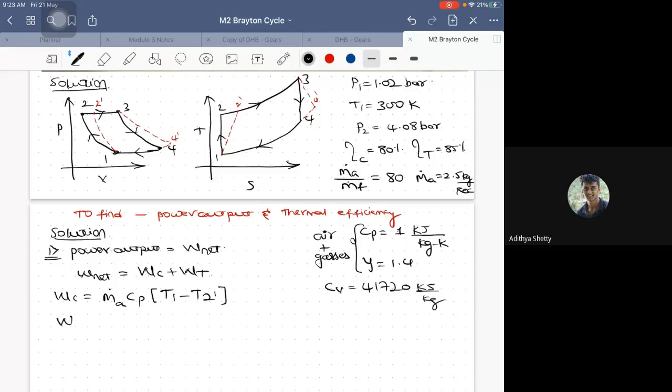Now, work done of a turbine. Here also it is MCP delta T, but what enters in case of a turbine? Both mass of air and mass of fuel, isn't it? So, mass of air plus mass of fuel, into Cp into T3 minus T4 dash. Call all this equation as just one. Try to solve one by one. I think from now we can carry on. Try to solve it.